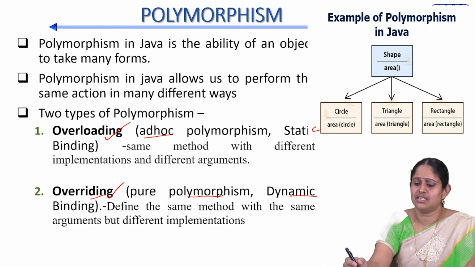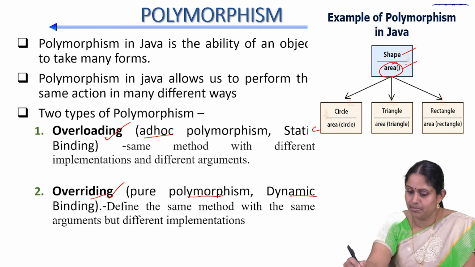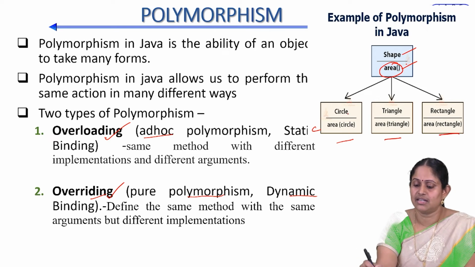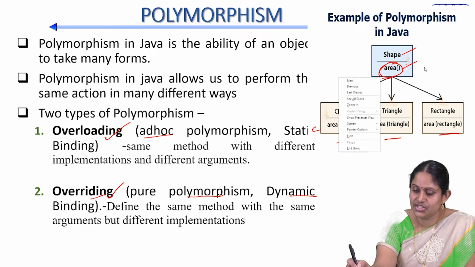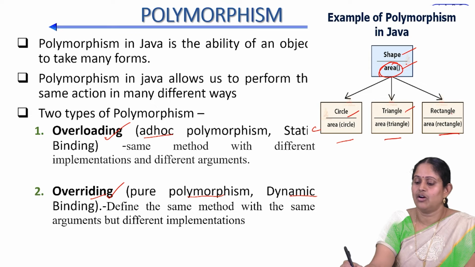Let's say we have a class named shape and there is a method named area in it. From this shape, there are three other classes inherited: circle, triangle, and rectangle. You can use the method area to find the area of the circle, triangle, or rectangle.